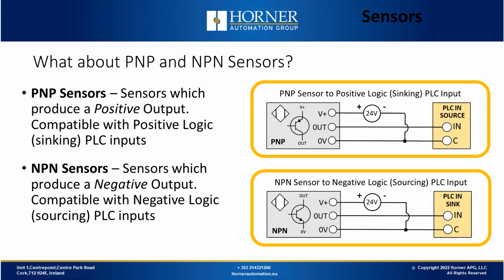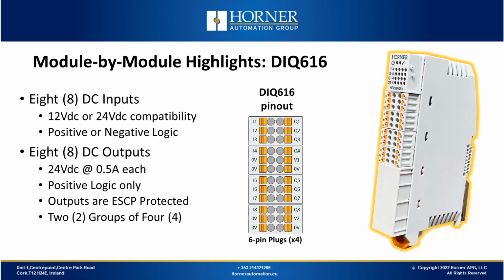So for a PNP sensor, it needs to be wired to a positive logic or syncing PLC input, whereas an NPN sensor needs to be wired to a negative logic or a sourcing type PLC input. So that's where PNP and NPN come into play when you're trying to match your sensor output types and your PLC input types. Now we look at the different modules that are available for OCS I/O.